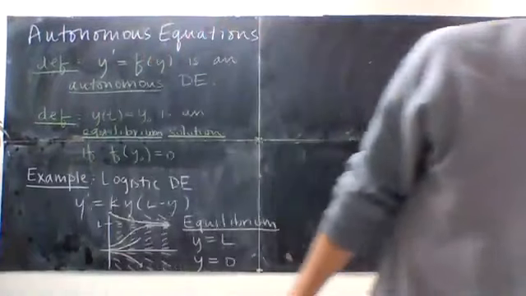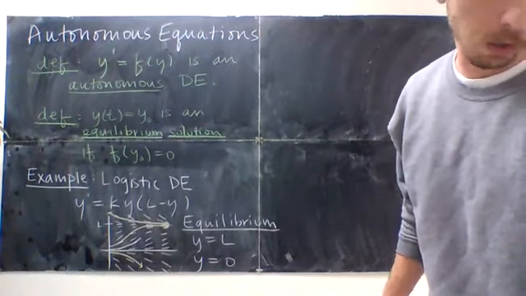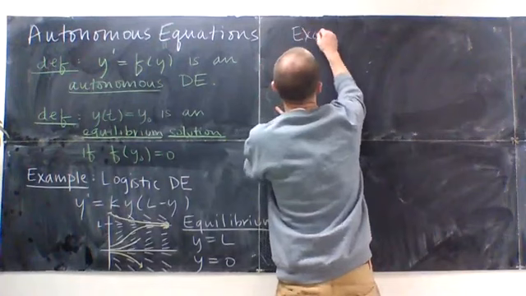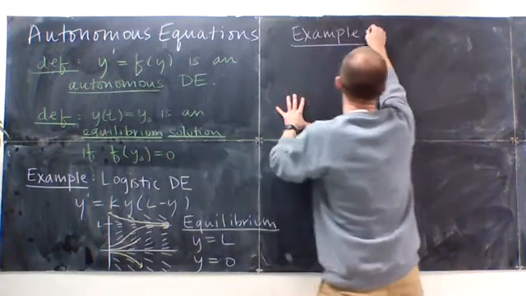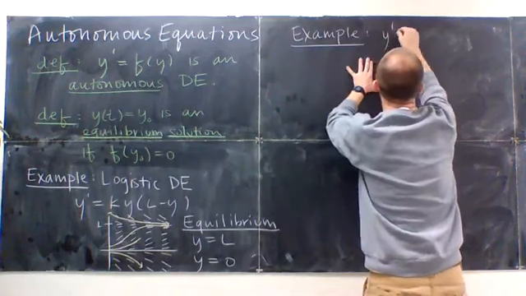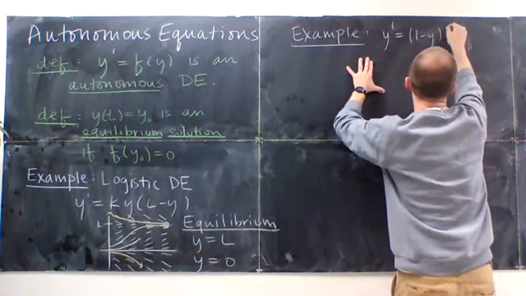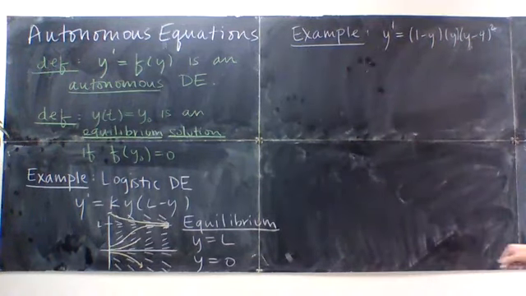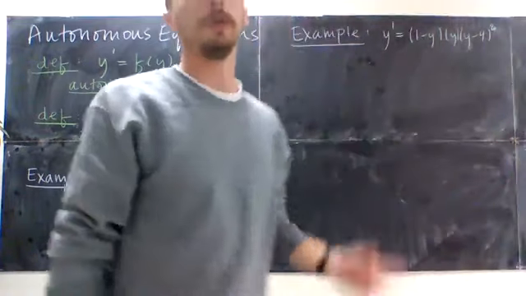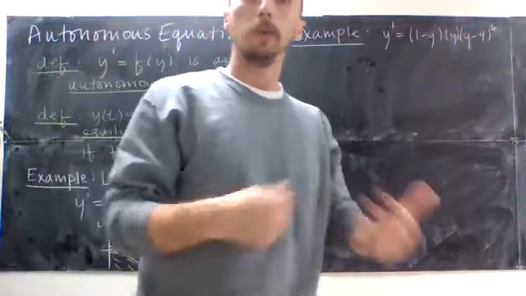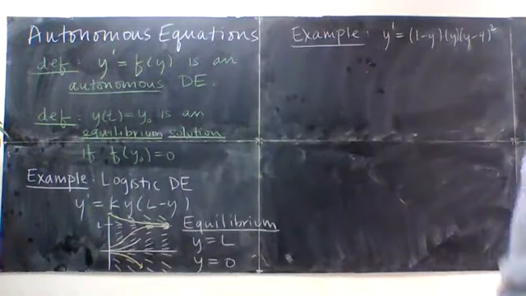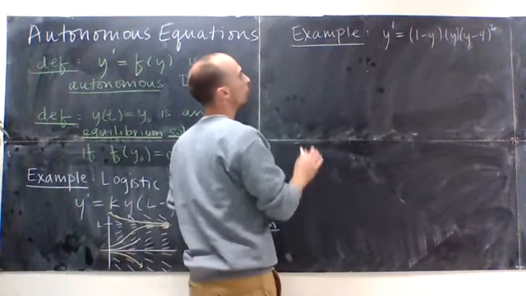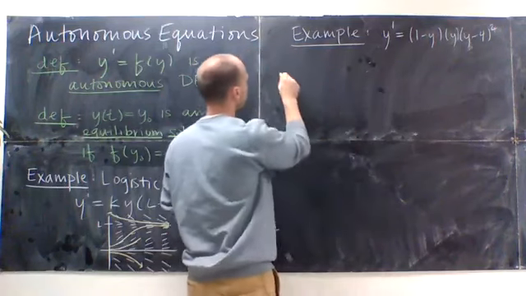All right, so the next example I want to do is y prime equals (1 minus y) times (y minus 4) squared. This is an autonomous differential equation, with y prime only depending on y, and we'll be able to write down our equilibrium solutions and determine if they're stable or unstable, which is really our goal right now. All right, so my equilibrium solutions are going to be y equals 1, y equals 0, and y equals 4.